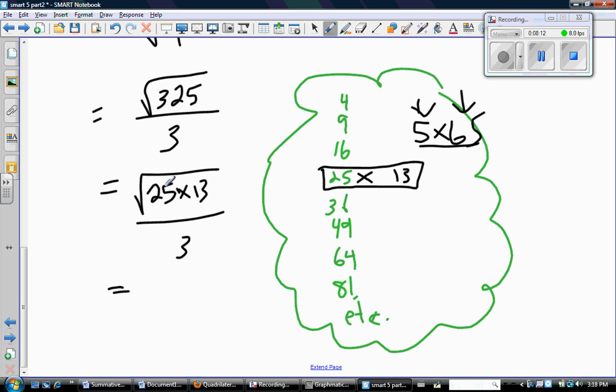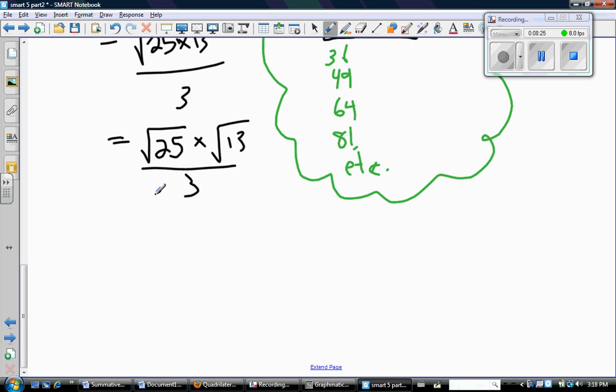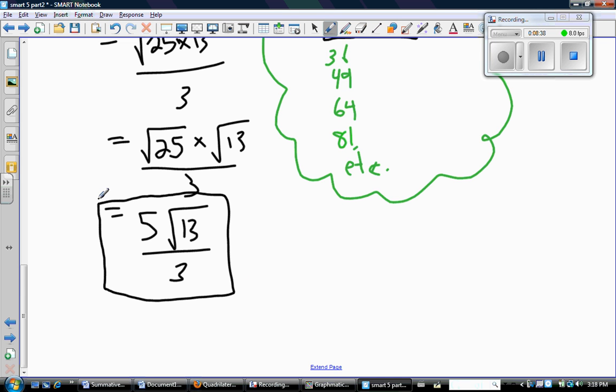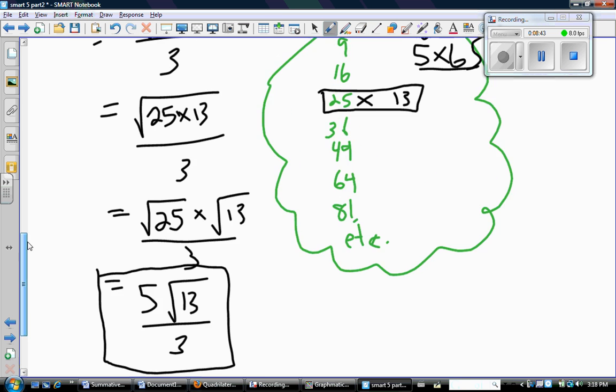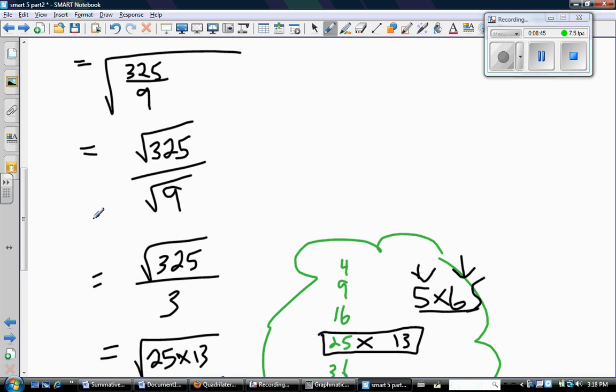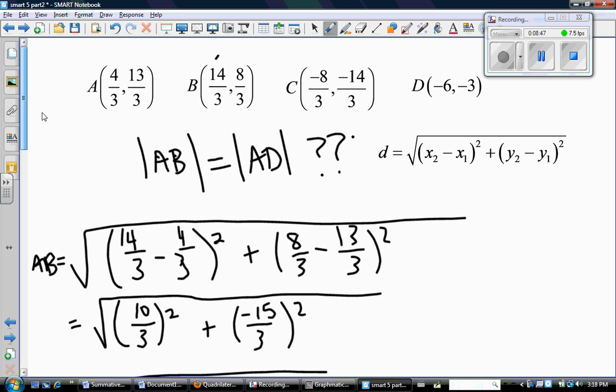And here's why. The square root of 25 times 13, again, because it's multiplication, I can separate that into the square root of 25 times the square root of 13. And why is that so good? Well, because what's the square root of 25? It's 5. So I really have 5 times root 13 over 3. Now, you may not think that that's a simplified version, but mathematically it is. That is mathematically a full simplification of square root 325. And again, that's the length of AB.